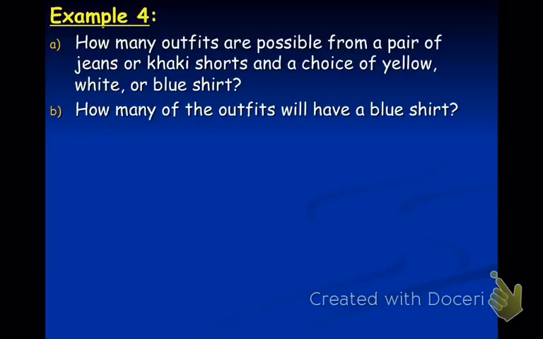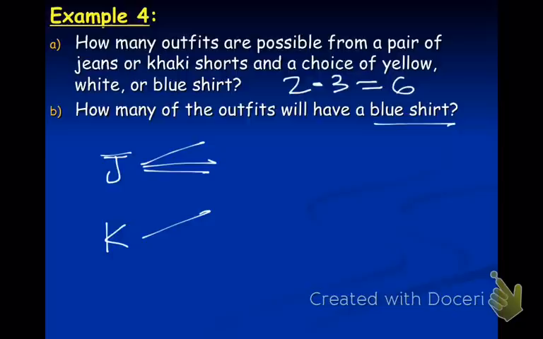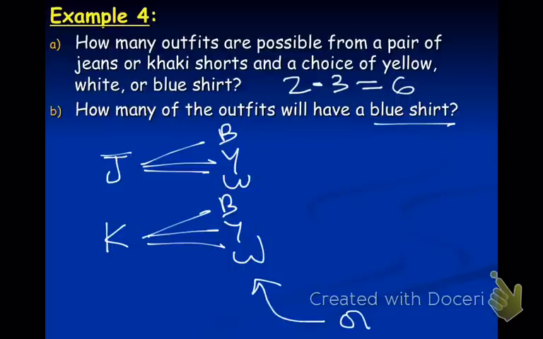Just to rewrite what we had previously, 2 times 3, which gave us 6. Let's do a quick tree diagram so we know how many outfits will have that blue shirt on them. Here I'm going to write down the jeans or the khakis, and I'm just going to abbreviate. We have 3 combinations for each of these: blue, yellow, and white. So we look at our final results, these are my final outcomes.